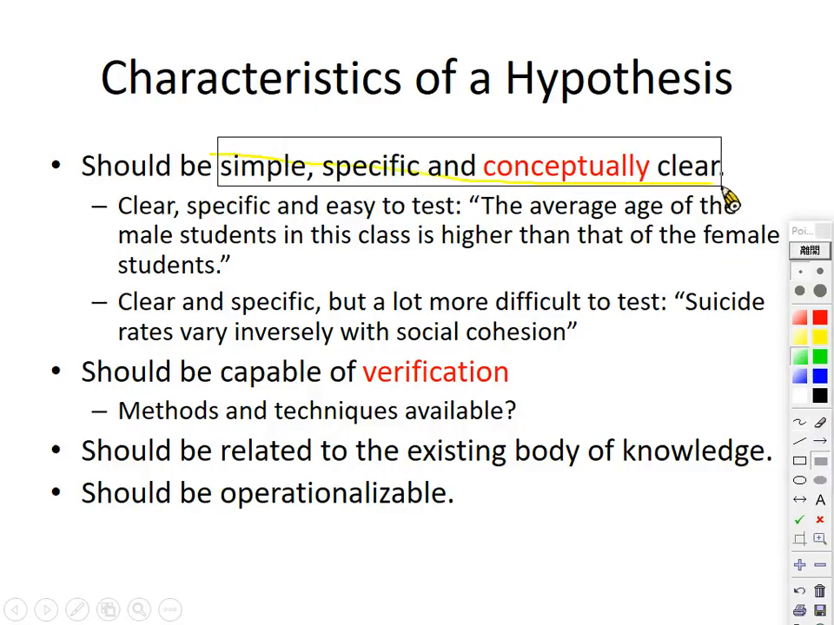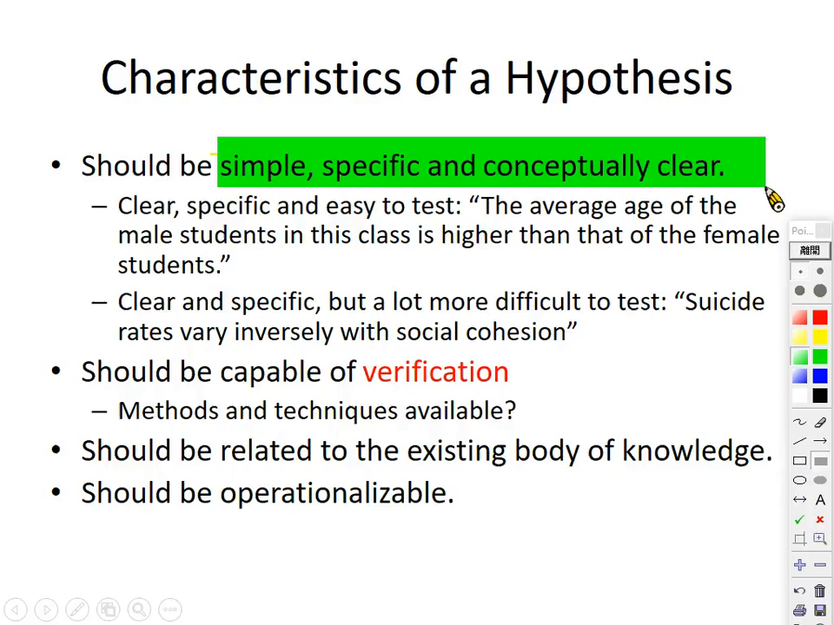Simple, specific, and conceptually clear. What does that mean? It means whenever you see a hypothesis, it should be very simple in its writing, specific in its meaning, conceptually clear in its definition. There's no misunderstanding. Whenever you see it, you know what it means.